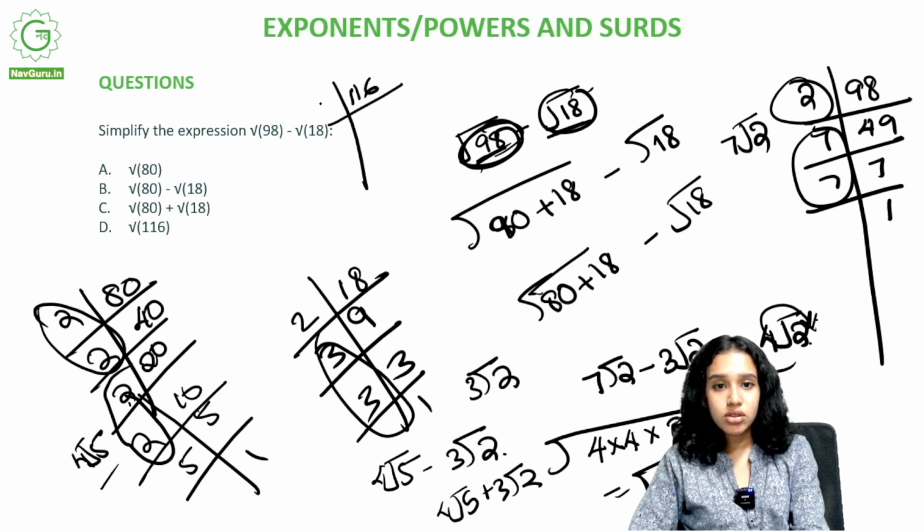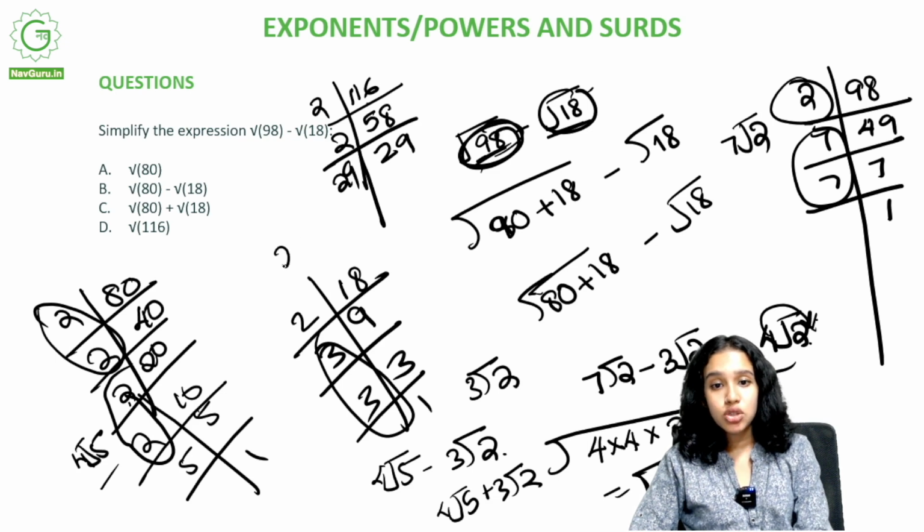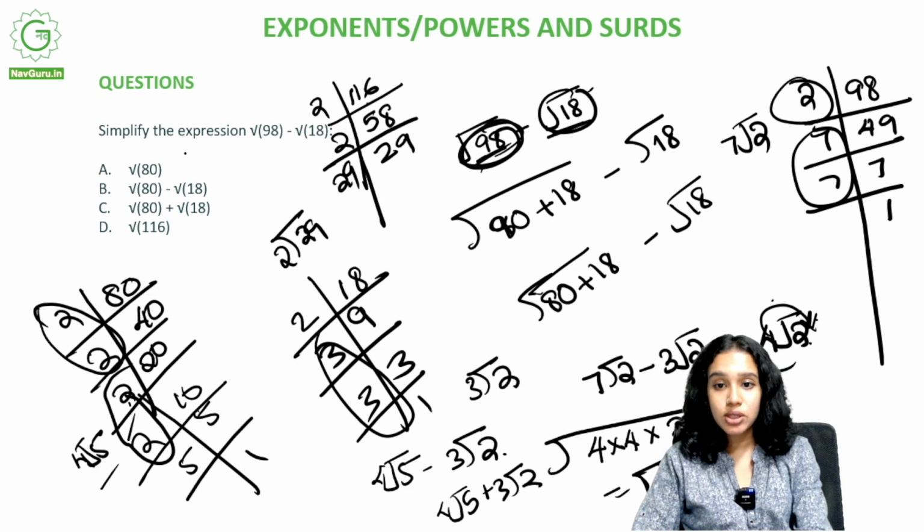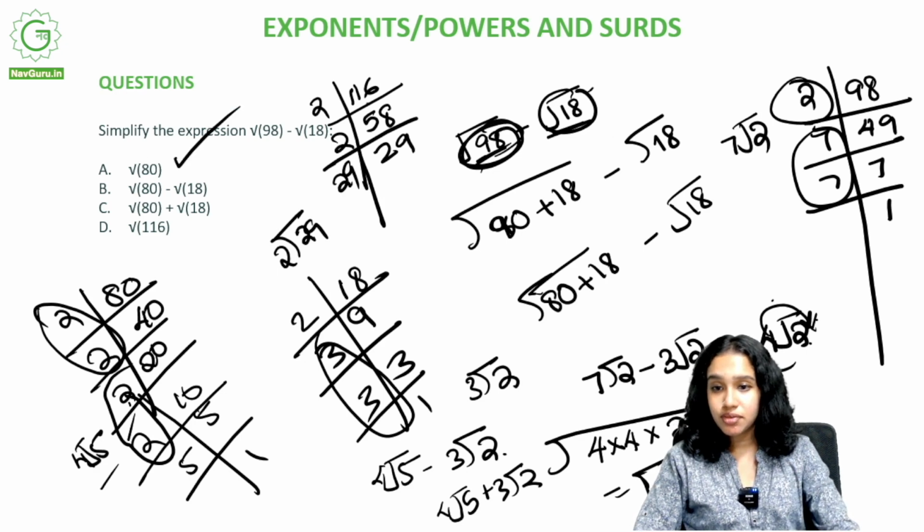116. So 2, 5 2s are 10, 8, 2, 2 2s are 4, 1, 8, 9, and we just have 29. So we have 2 root 29. So which one is very closer to it? 4 root 2, it's 4 root 5, so the answer would be root 80.